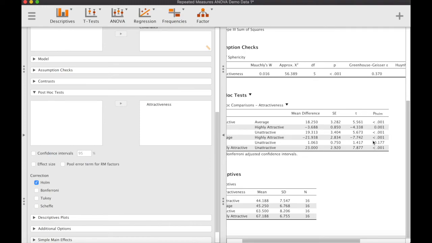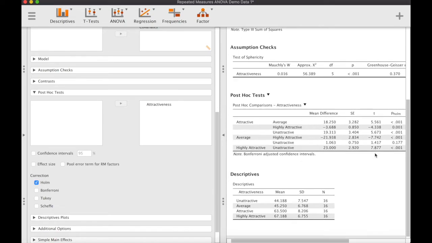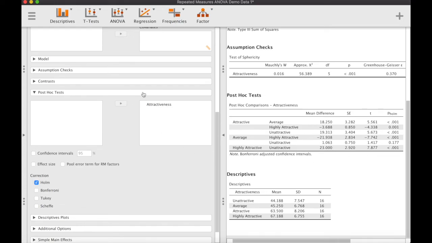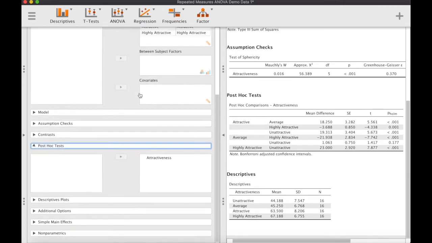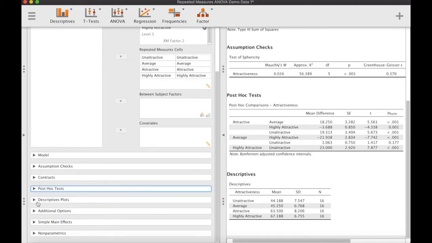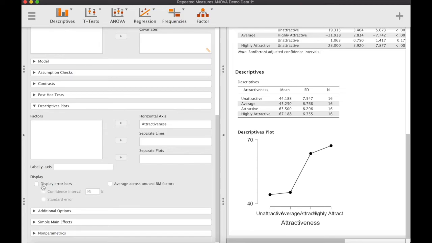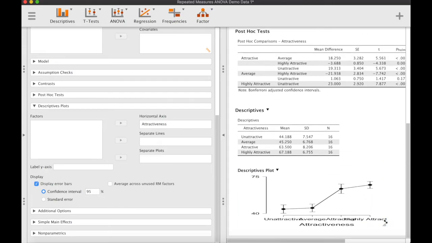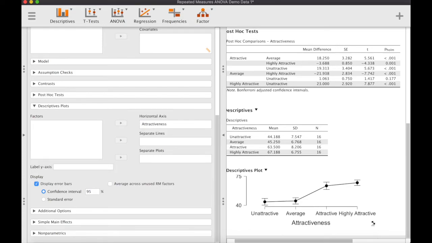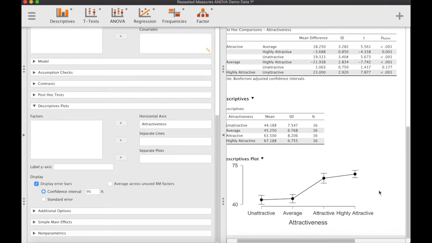Again, if the p-value is less than our alpha level of 0.05, that means there is a significant difference between them. Now before we take a look at where the differences lie, let's also try to visualize this. So let's go on to descriptive plots, and click on attractiveness and put it in the horizontal axis. Okay, so this is our descriptive plots. Let's also click on display error bars so that it will show our confidence interval. Let us expand this a bit. Okay.